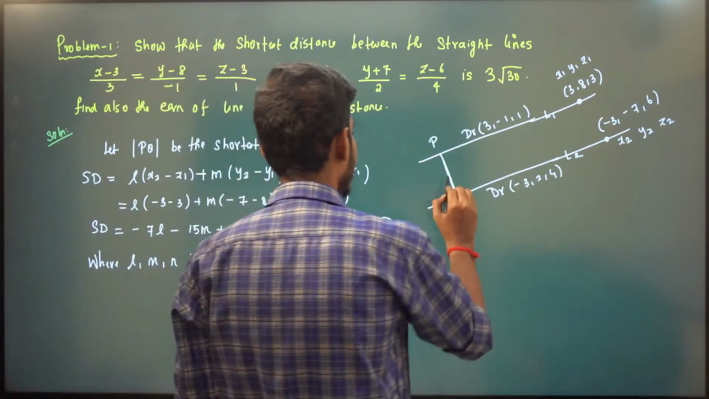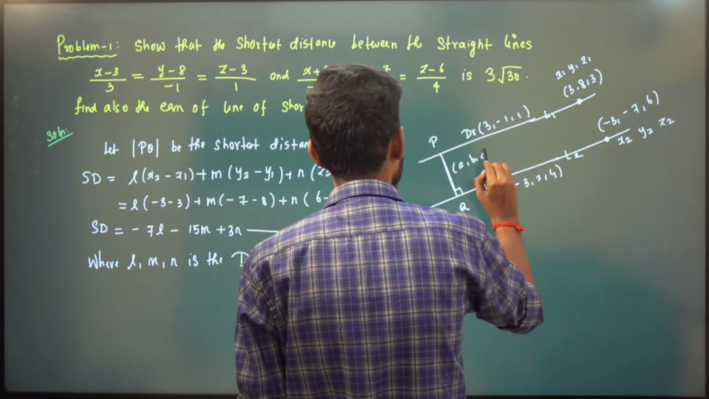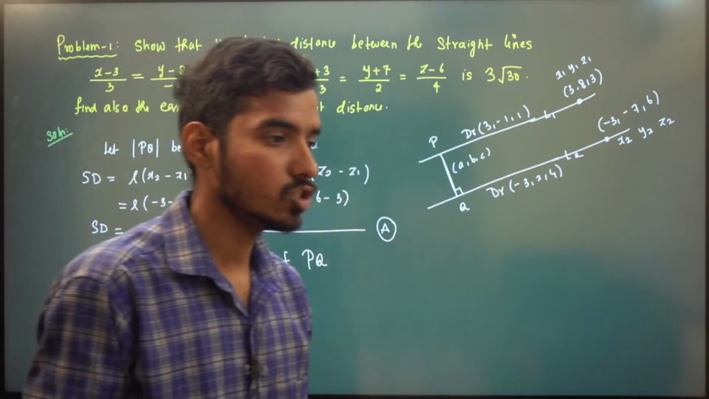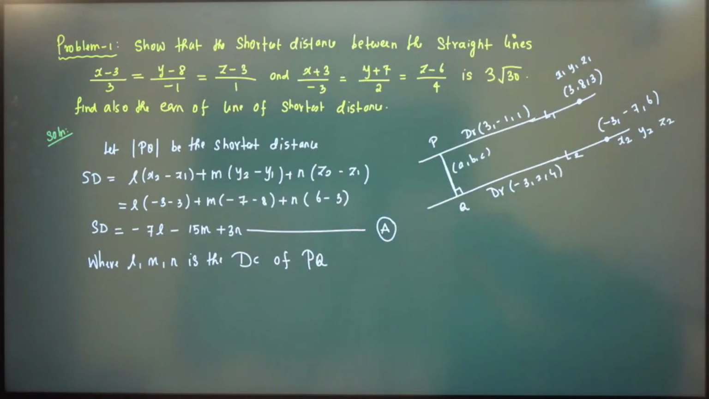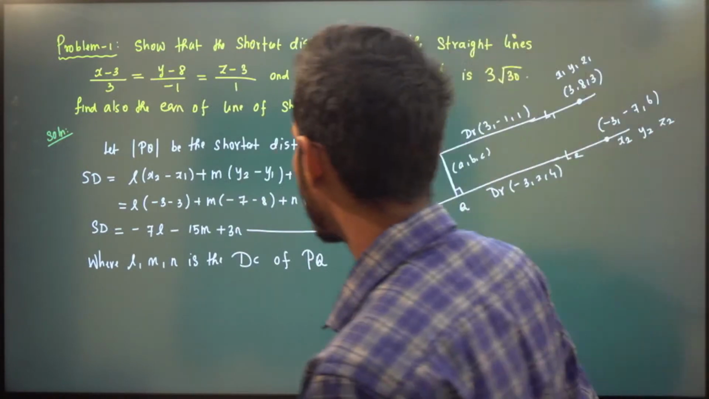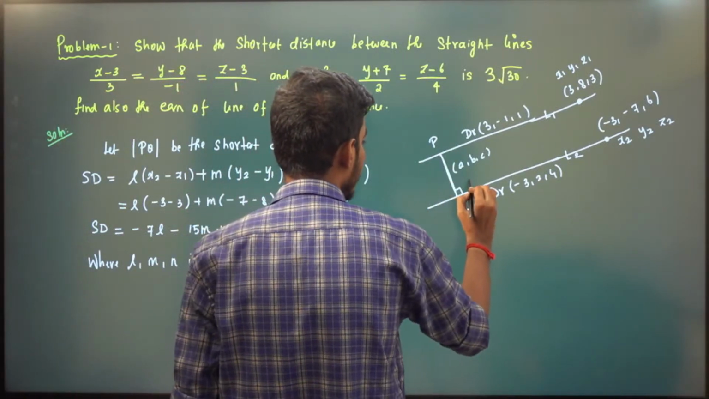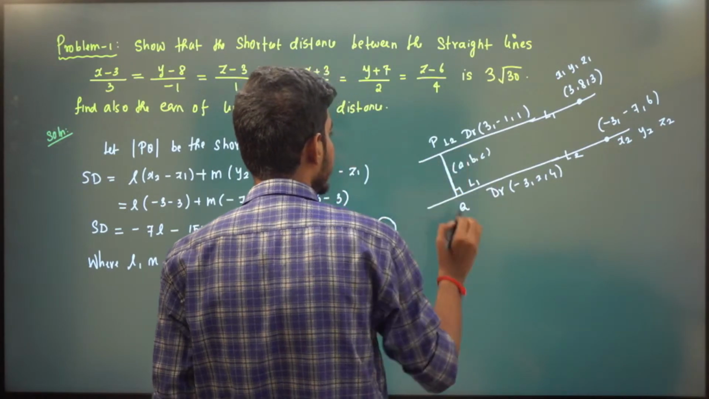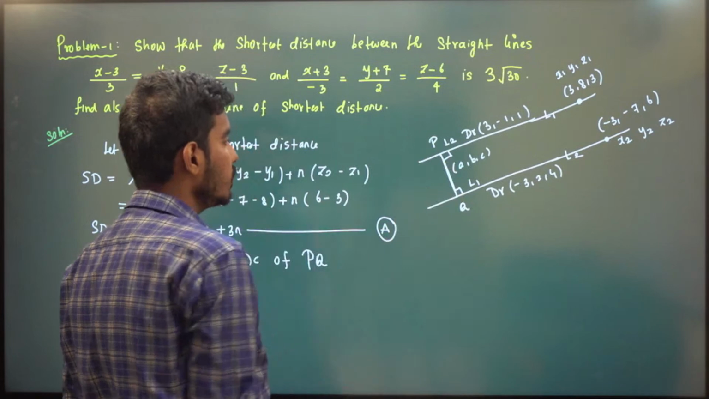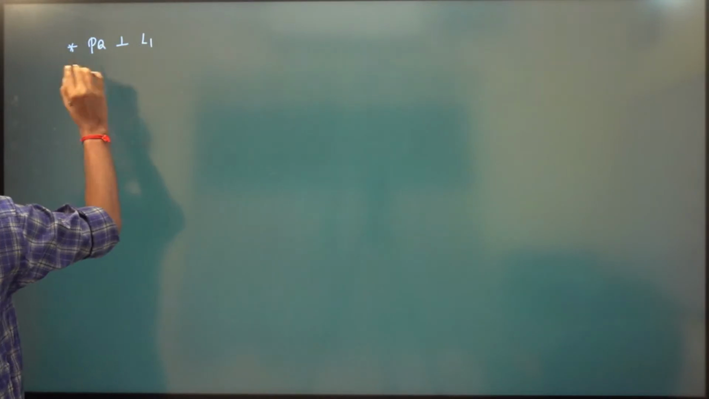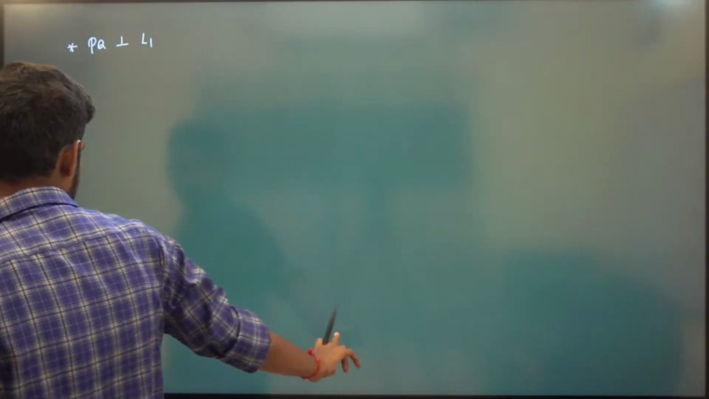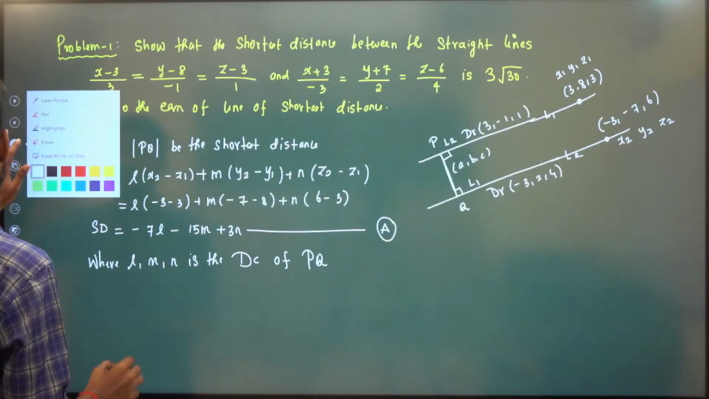Now let us say this has direction ratio a, b, c. First we will find the direction ratio, after that we will talk about the direction cosine. Now you can see PQ is perpendicular to L1 as well as L2. The line PQ is perpendicular to L1. The corresponding direction ratios will satisfy a1a2 plus b1b2 plus c1c2 equals 0. Okay, minus 6 here.